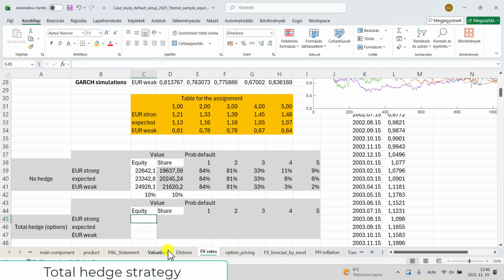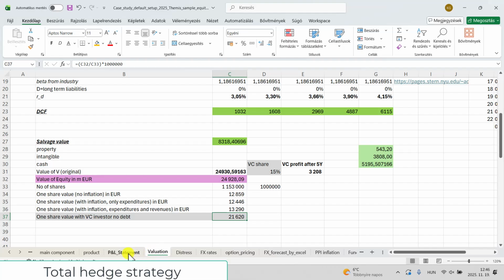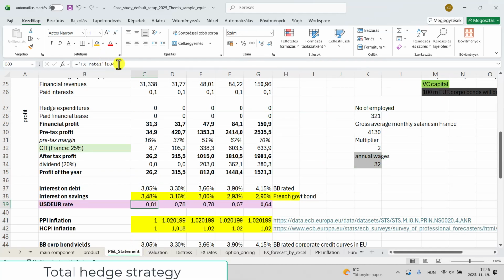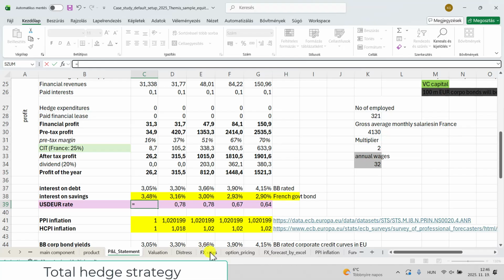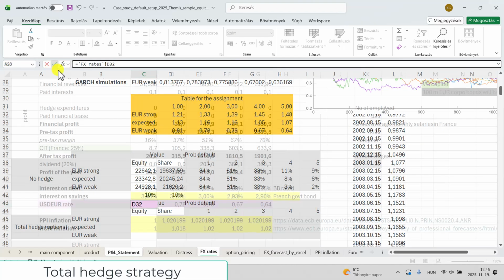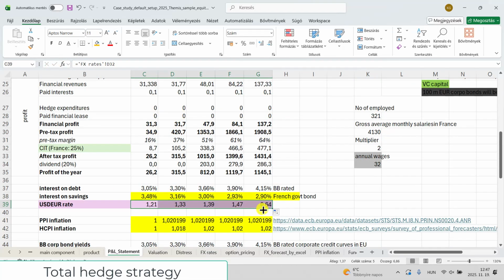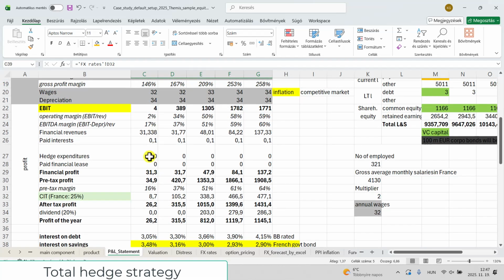So what happens if we are using options? Let's go back to the profit and loss statement and start again with the strong case. And then we have to say that now we are hedging. So here you can see these hedge expenditures. Let's use orange on it, and then we have to add option fees here.